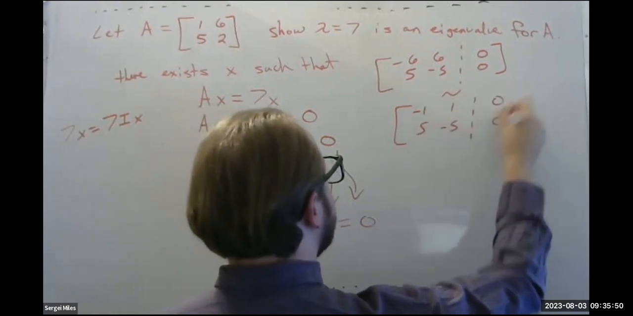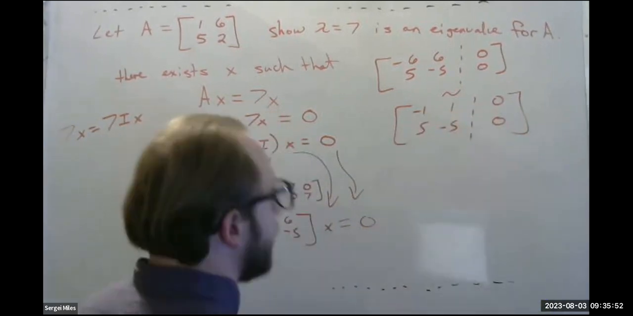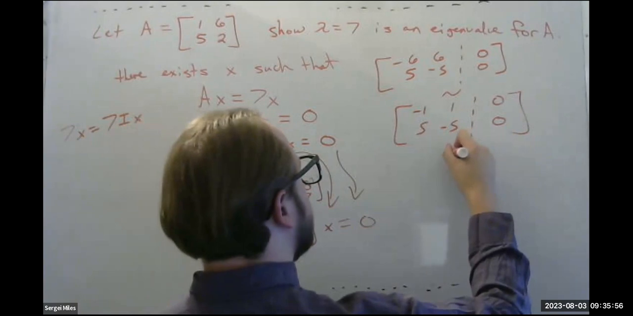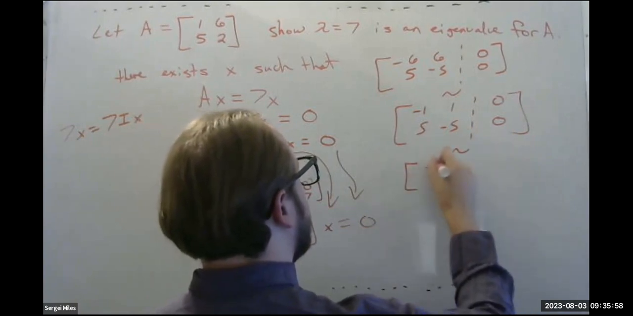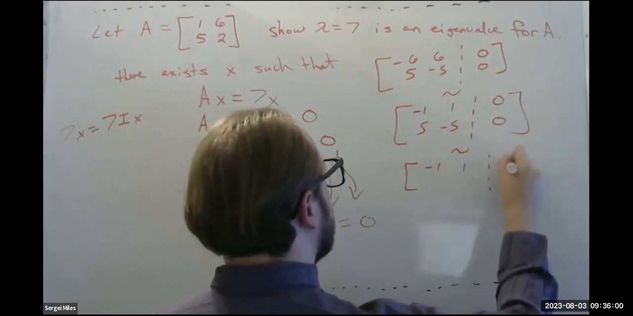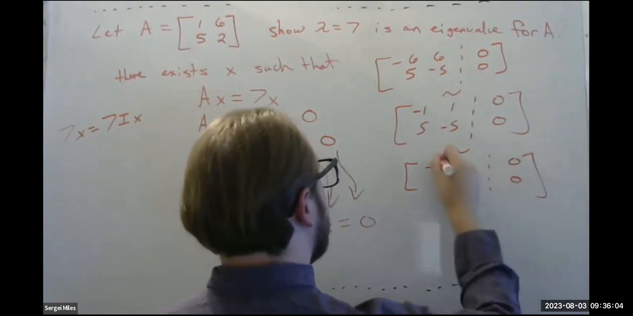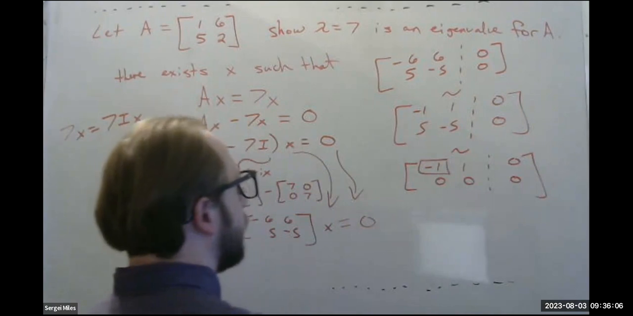But now it's a little bit easier to see what's going to happen. I'm going to take row 1, multiply it by 5, add it to row 2, and we're going to get 0, 0, 0. And I am now in echelon form.